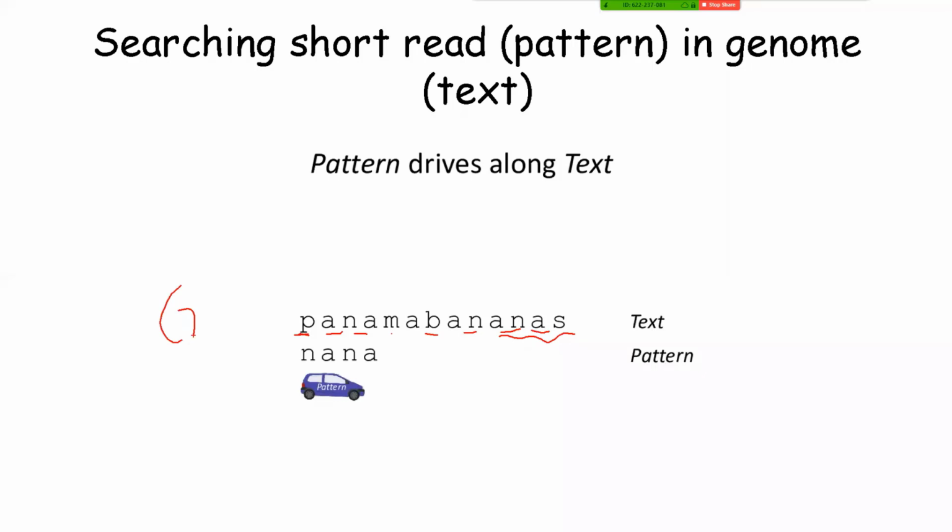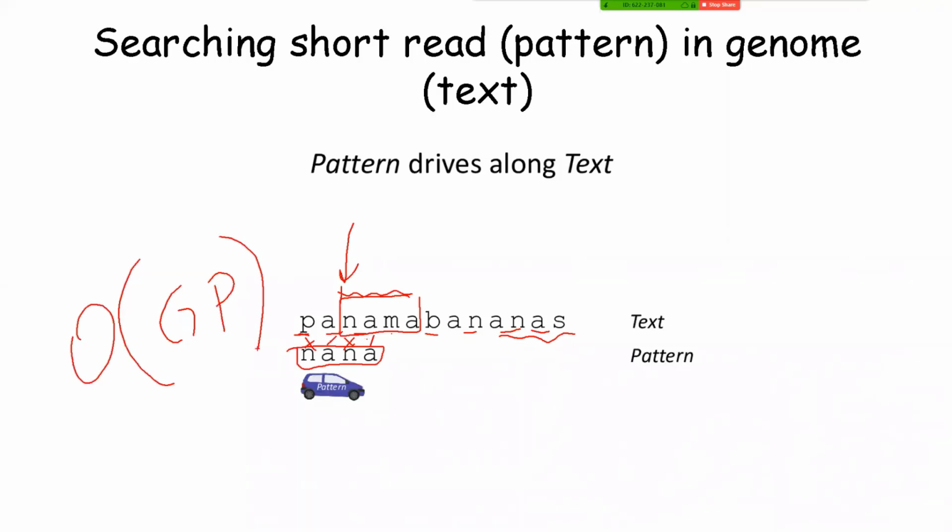When I inspect a position, I need to compare with every character in my pattern. So I need to compare up to 4 characters. Only when all 4 of them are equal, then I would say, okay, this is one answer. I would need a for loop that goes over each of these characters and checks to see if they are the same as between the pattern and the genome at that position. So that's G times P.